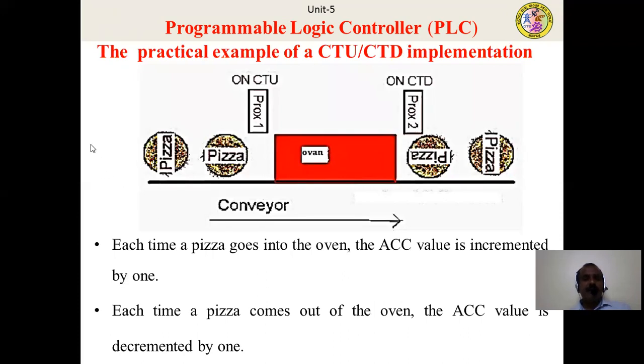The practical example of an up counter, that is CTU, and a down counter, CTD, is explained with the help of the pizzas going into the oven and the pizzas coming out of the oven. So we use an up counter at the entry where the pizzas are entering the oven, and a down counter where the pizzas are coming out of the oven. Each time a pizza goes into the oven, the ACC value is incremented by 1. Each time a pizza comes out of the oven, the ACC value is decremented by 1.